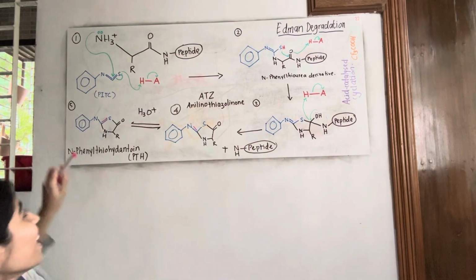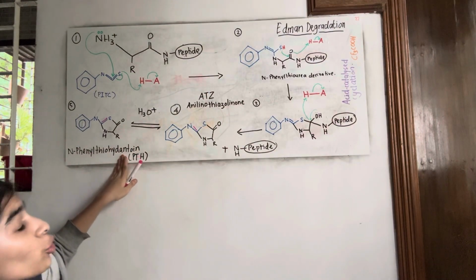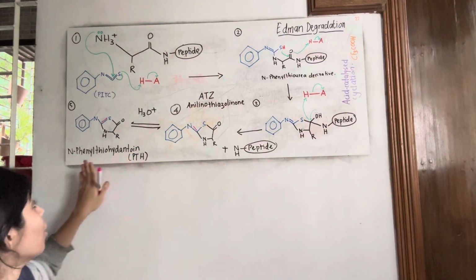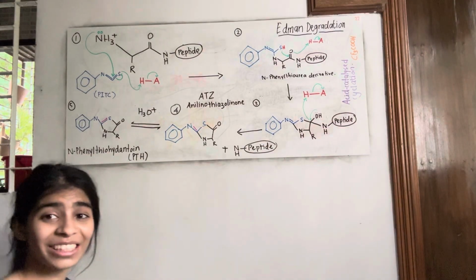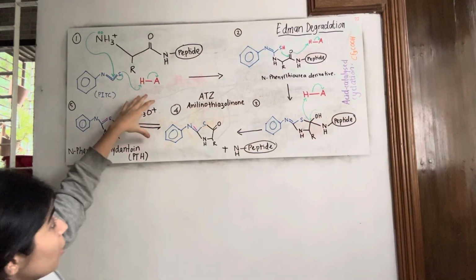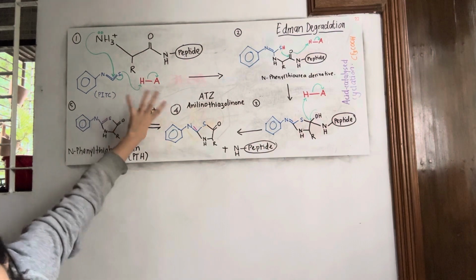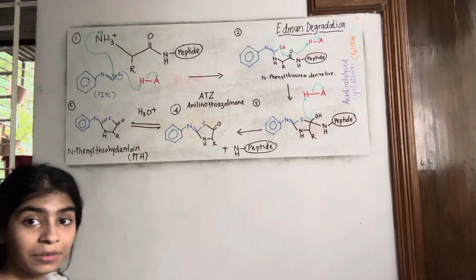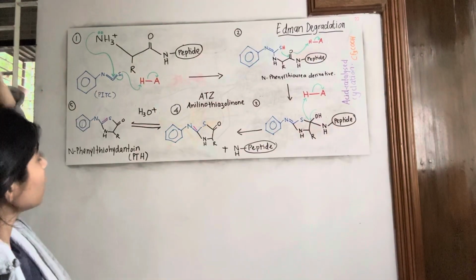It's like that. So yeah, this is my N-phenylthiohydantoin. N-phenylthiohydantoin. PTH. It sounds so funny. Hydantoin. It is reversible, and it happens in an acid, like in the presence of aqueous acid. Okay? I'm not sure if you guys need a quick recap, but let's get on with it.